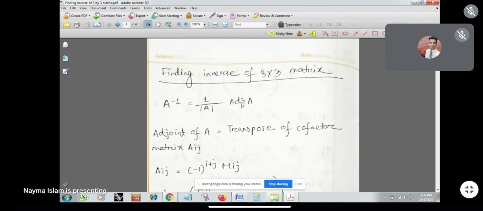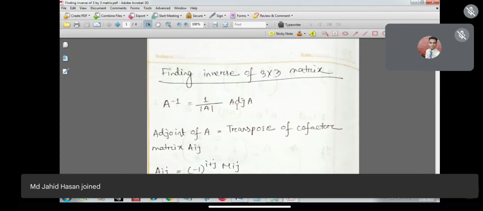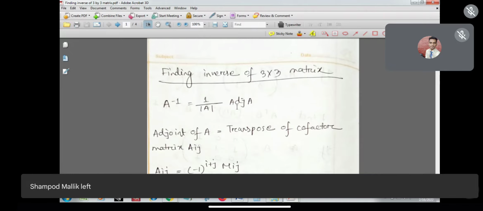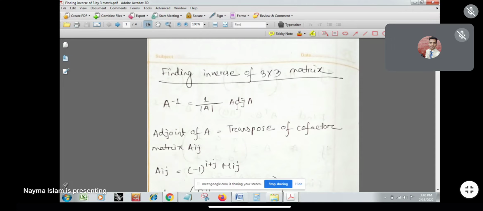So for finding the inverse, why do we find the determinant? You know that, but still I'm asking you again. Tell me why we find the determinant. To check whether it is invertible or not. Yes. And when will it be singular, when will it be non-singular? Ma'am, when it is 0, it will be singular, and when it is not 0, it will be non-singular.